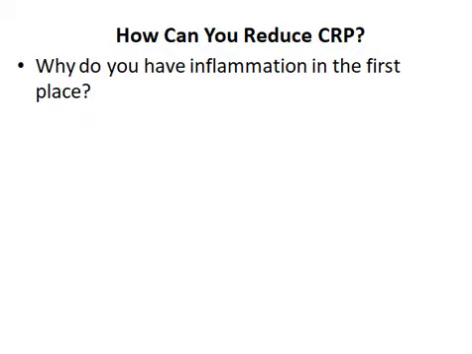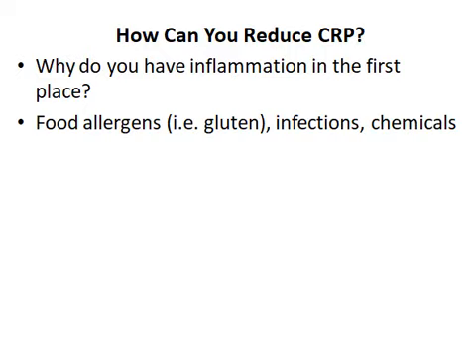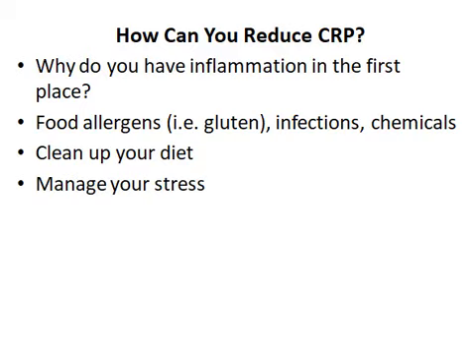If you have no idea why your CRP is high, then some factors to consider are food allergens such as gluten or dairy, having some type of underlying infection, and certain chemicals can cause a high CRP, including medications. If you're eating a lot of refined foods and sugars, including a lot of foods with gluten and dairy, then cleaning up your diet is something to consider.